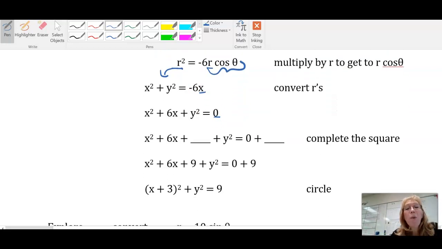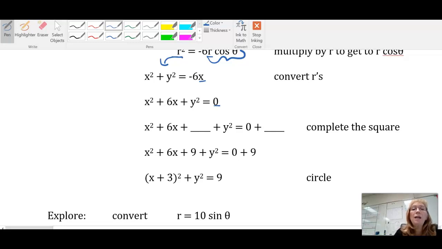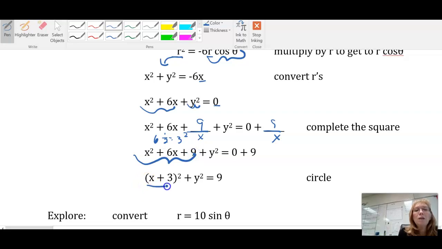Set this equal to 0. And now we have a circle that we have to find the center of. So we're going to complete the square. Since there's 2 x's and 1 y, I don't have to do it with the y. So plus the blank and plus the blank. This is our x values. Half the middle term, squared, 9 on both sides. So now this guy is a perfect square. He's x plus 3 squared. y squared equals 9. So now we have a circle, center at negative 3, 0. Radius equals 3.